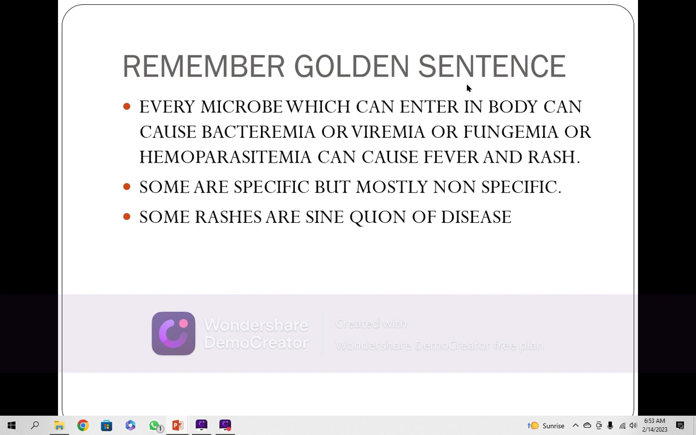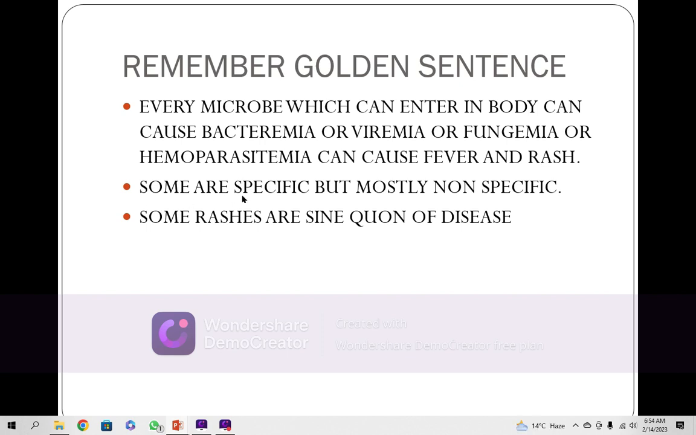Now remember this golden sentence: every microbe which can enter into the body can cause bacteremia, whether it is transient or frank bacteremia, or viremia, or fungemia, or hemoparasitemia, or rickettsemia, or spirochetemia, etc., and can cause fever with the rash, fever and rash.